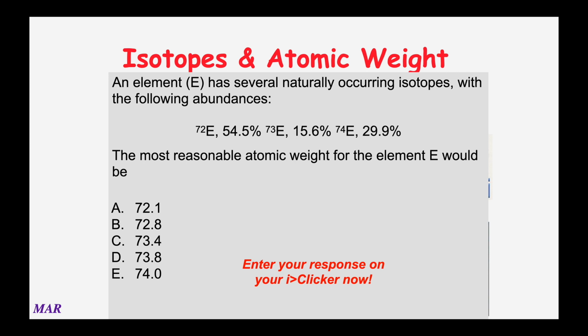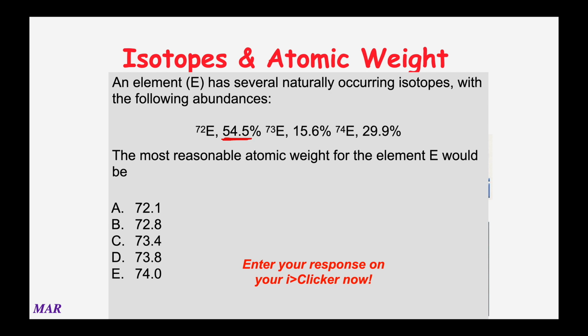And you can see there's 72.1, 72.8, 73.4, 73.8, 74. Okay, so when I see a problem like this, I start off by looking for which isotope is most abundant. And you can see that the most abundant one is definitely 72. So the atomic weight is going to be closest to 72 because it's the most abundant, all right?